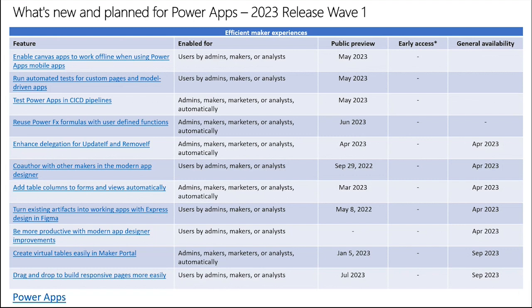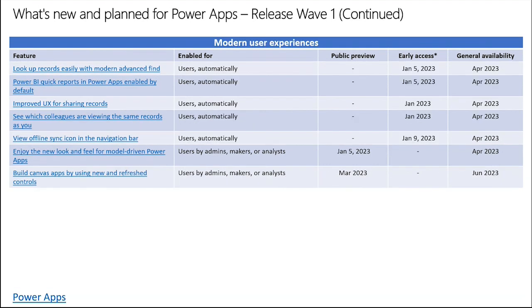And then lastly, we just have a list of some of the features that are in release wave one. If you haven't seen these yet, I would recommend taking a look. Like I mentioned, some of these get turned on automatically when release wave one gets applied. Other ones will be coming later in the release wave cycle. So take a look at those. These are all the new and planned features for Power Apps as well.